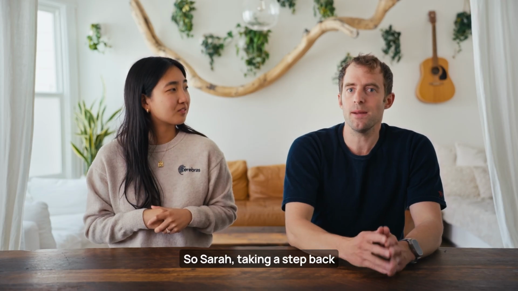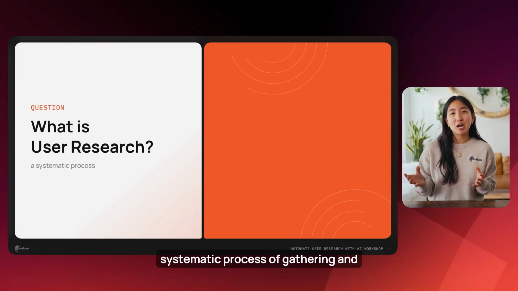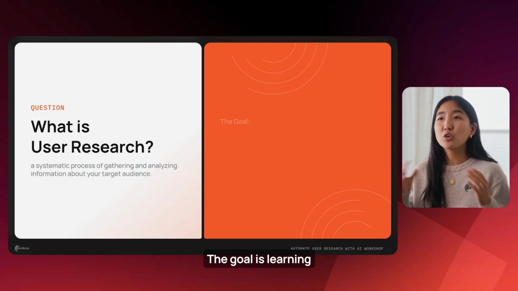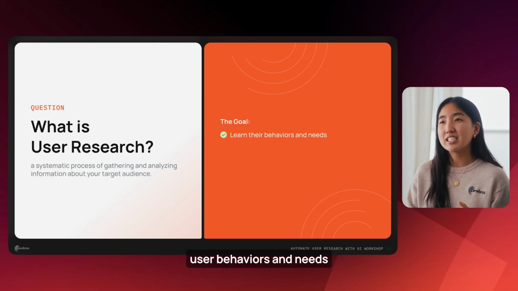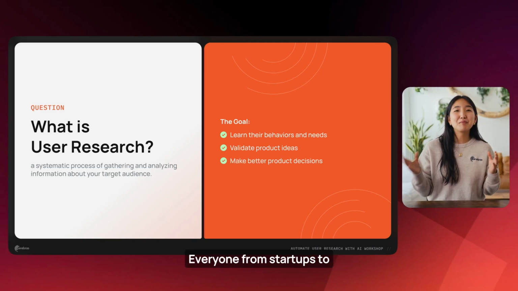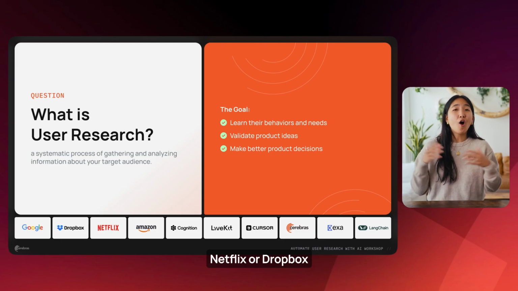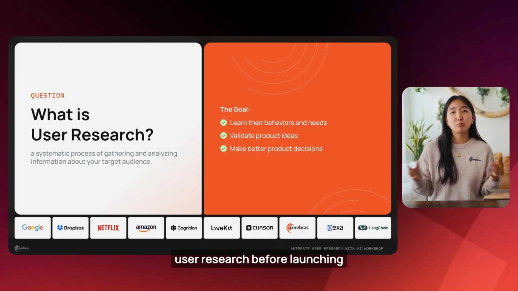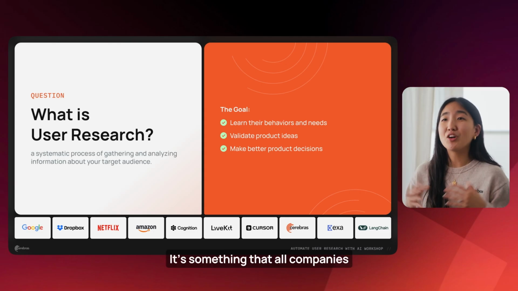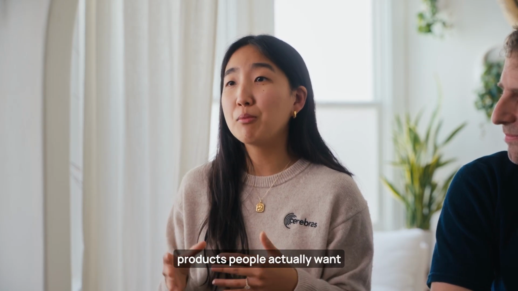So Sarah, taking a step back, what exactly is user research? User research is a systematic process of gathering and analyzing information about your target audience. The goal is learning user behaviors and needs, validating product ideas, and making better product decisions. Everyone from startups to big companies like Google, Netflix, or Dropbox all have teams that conduct user research before launching a new feature or creating a product roadmap. It's something that all companies invest heavily in because it's essential for building products people actually want.